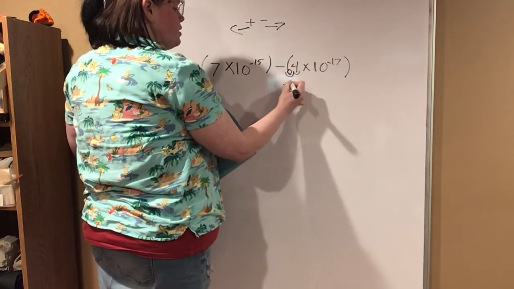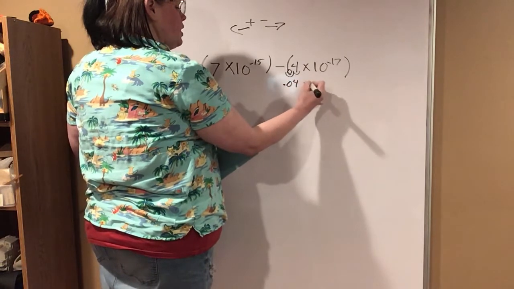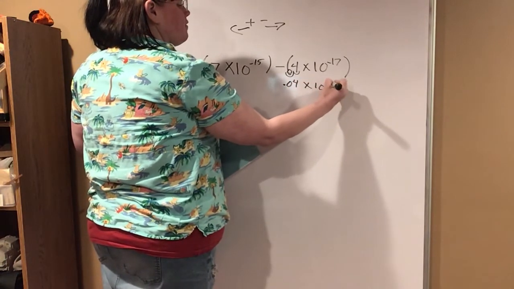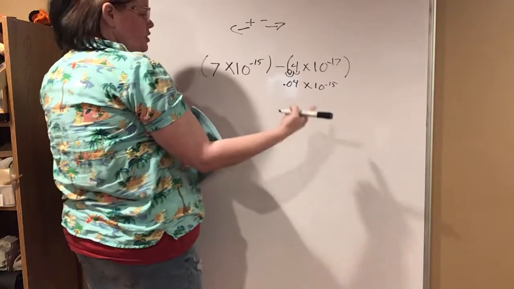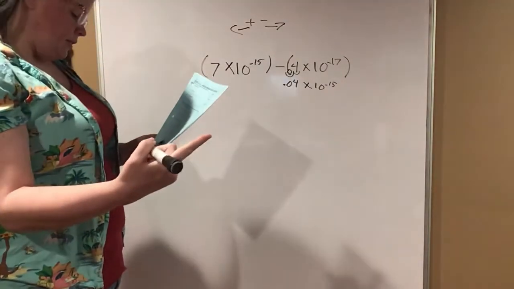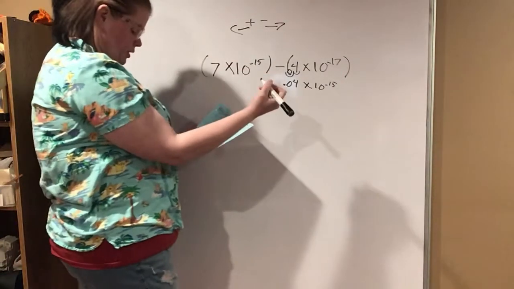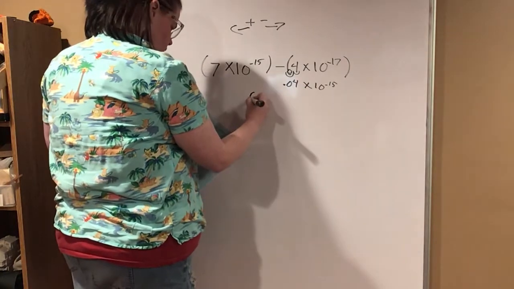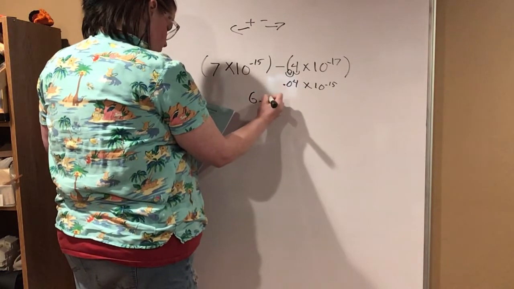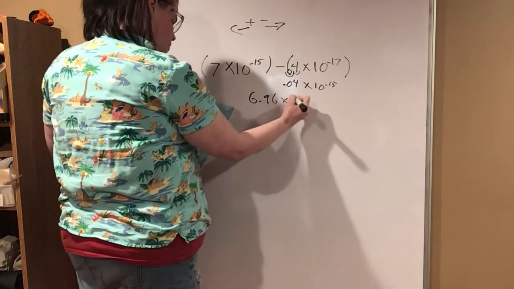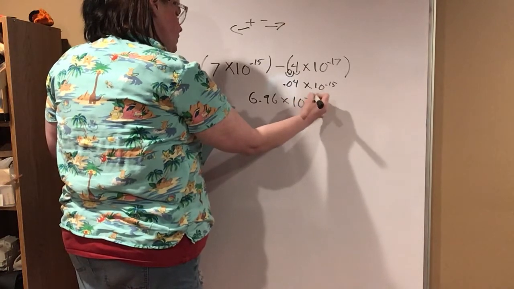So now it's 0.04 times 10 to the negative 15th. And now we just subtract. And subtracting 7 minus 0.04 gets us to 6.96 times 10 to the negative 15th.